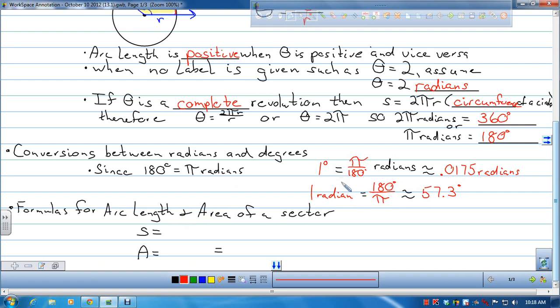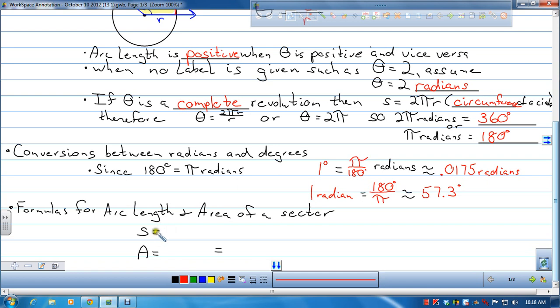When we go from degrees to radians, you will want to multiply by pi over 180. When we go from radians to degrees, you will multiply by 180 over pi. Because this is simply equal to 1, right? 180 degrees is pi radians. So I'm not changing any values, I'm simply rewriting them.